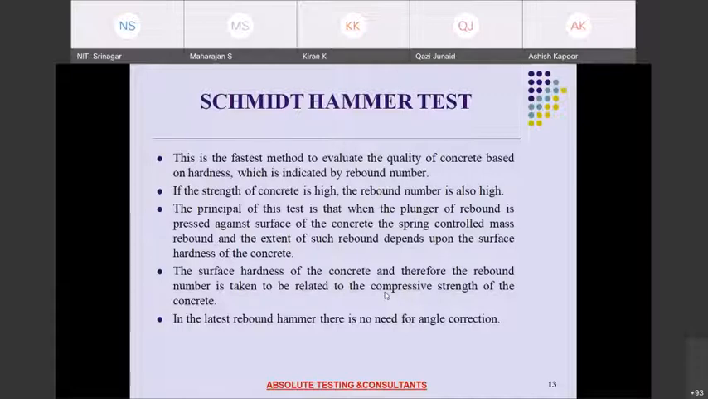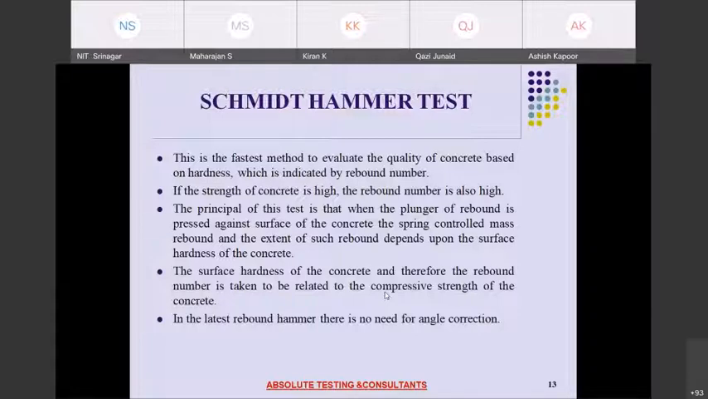So in the latest rebound hammer, there is no need for angle correction. Why have I written this? Because initially there was a mechanical type rebound hammer. In that rebound hammer, you have to mention what angle you are using.